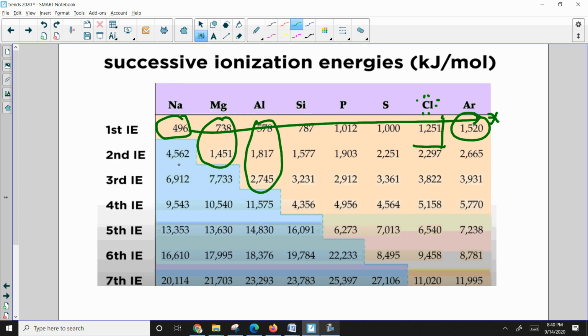All right, so that's it. Next video is going to be electron affinity, opposite of this.